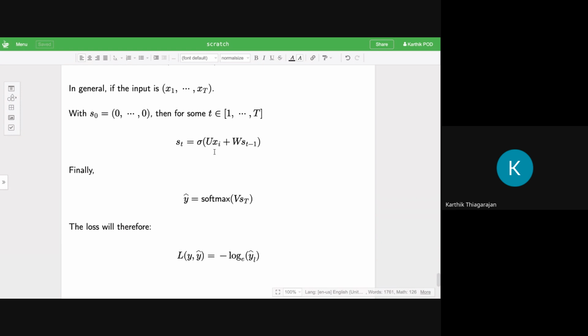So the equations in general should be xt. Okay, can we move on?